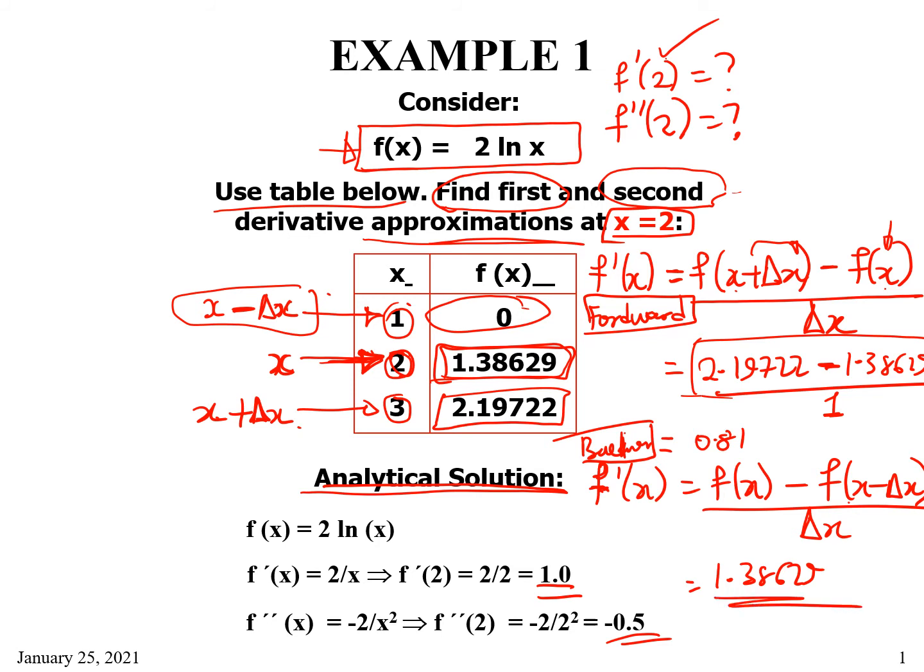It's 1.386. How does it compare to the exact solution? The exact solution is the analytical solution. This is 1.0. This is 1.38. A little bit off. Actually, far off. 38% off. This is like roughly 0.2% off. All right. How about the central difference?